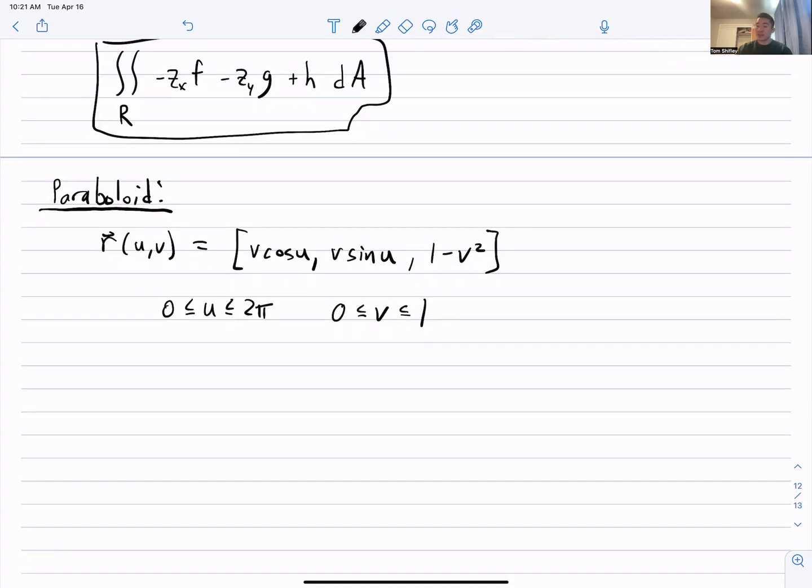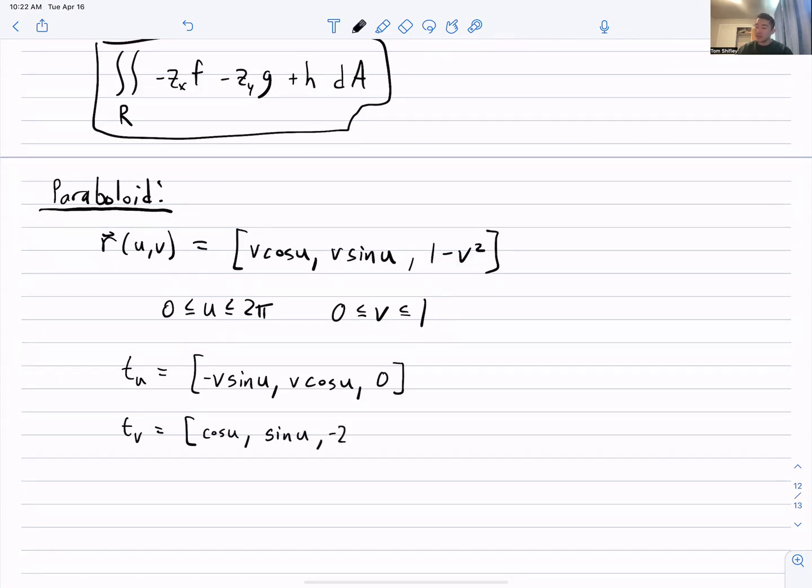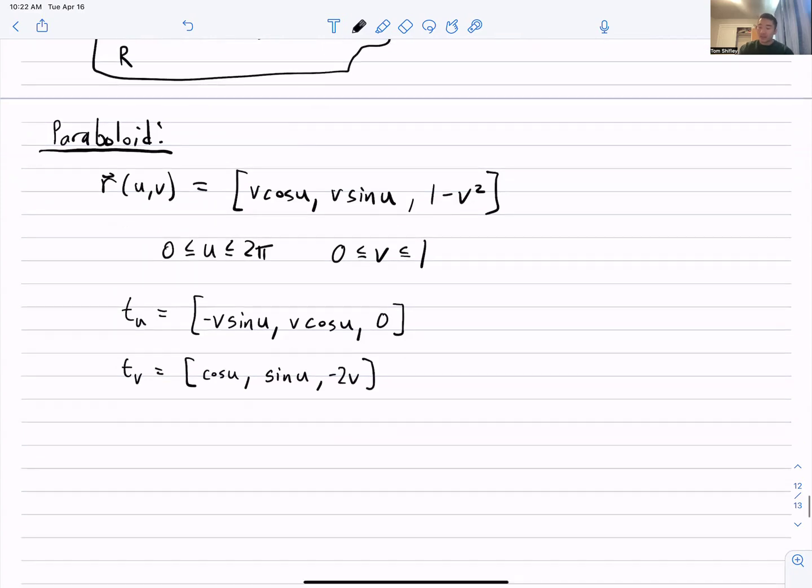For this parameterization, we can compute t_u cross t_v. So t_u is going to be, take the partial with respect to u, and you get negative v sine u, v cosine u, and then taking the partial with respect to u gives me 0. And then t_v, if I take the partial with respect to v, I get cosine u, sine u, and then the partial of the last component would be negative 2v. And so then I want to take their cross product, t_u cross t_v.